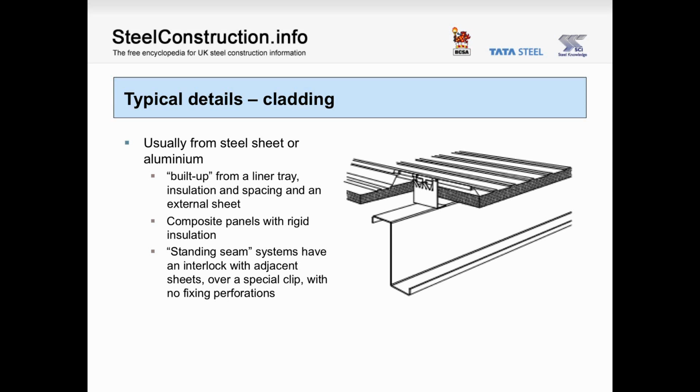An alternative is a standing seam system, where the interlock between sheets is made at a special clip. The advantage is that there is no perforation through this type of cladding. The possible disadvantage is that the purlin may not be restrained.